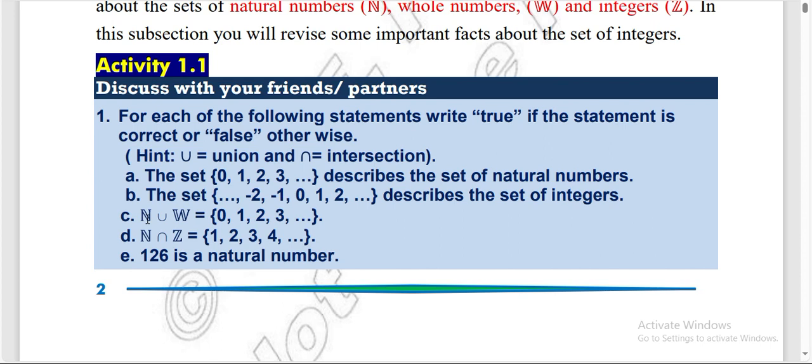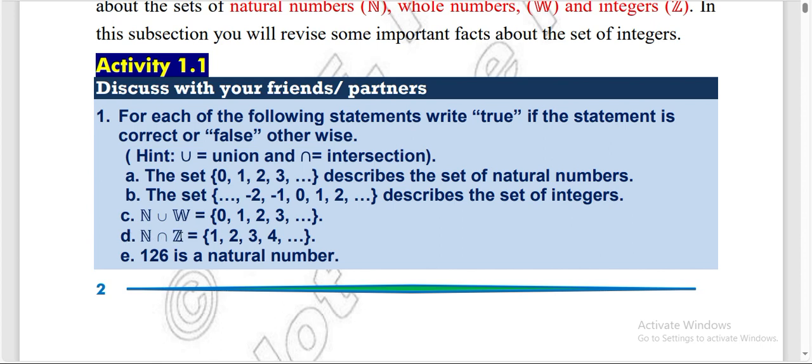Natural number union with whole number equals this. Yes, this set is the set of whole numbers. So, natural number is a subset of whole number. This union of natural number with whole number is by itself whole number. So, it is true. D.